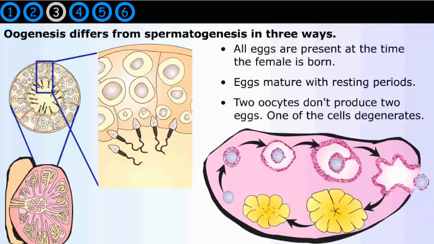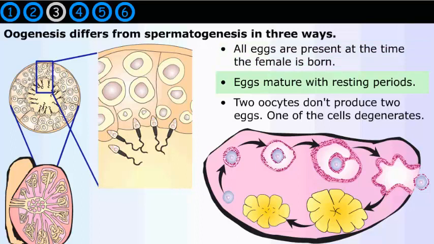Oogenesis differs from spermatogenesis in three ways. First, eggs are not produced throughout the female's life. All the egg cells are present at the time the female is actually born. When eggs are needed, they mature individually.